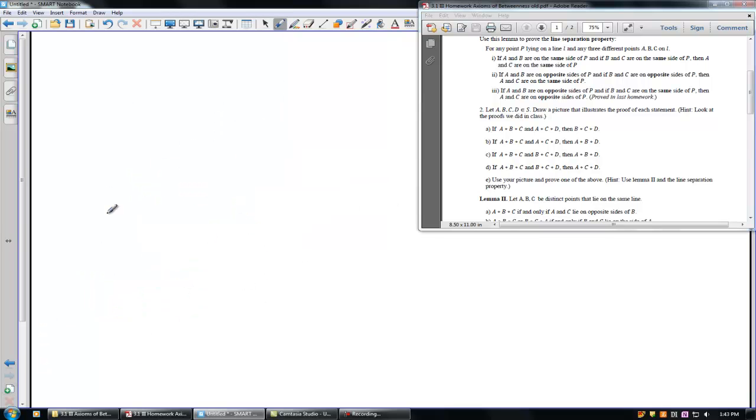And in these, you're just supposed to draw the pictures. I'm just explaining the proofs as I go along. So I'm kind of doing part E as I do all these. And you just need to choose one for part E. Part E says use your picture and prove one of the above. But I also want you guys to see each one here.